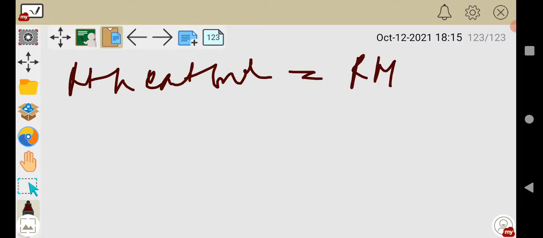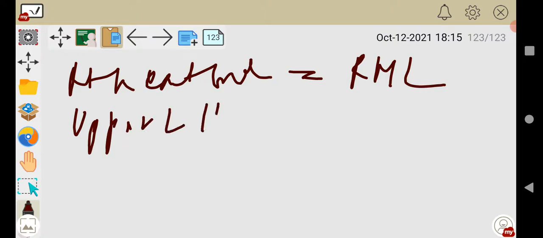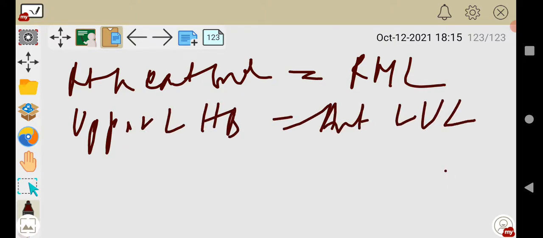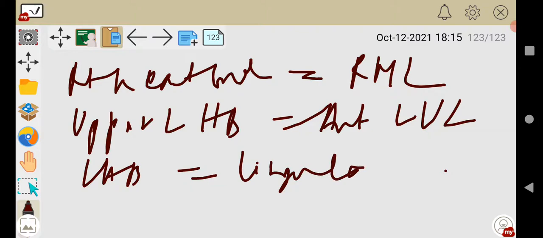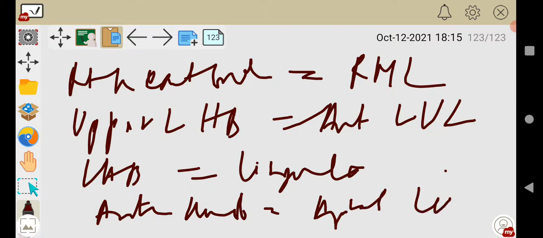For the right heart border, it is the right middle lobe. For the upper left heart border, it is the anterior left upper lobe. For the left heart border, it is the lingula. For the aortic knob, it is the apical left upper lobe.